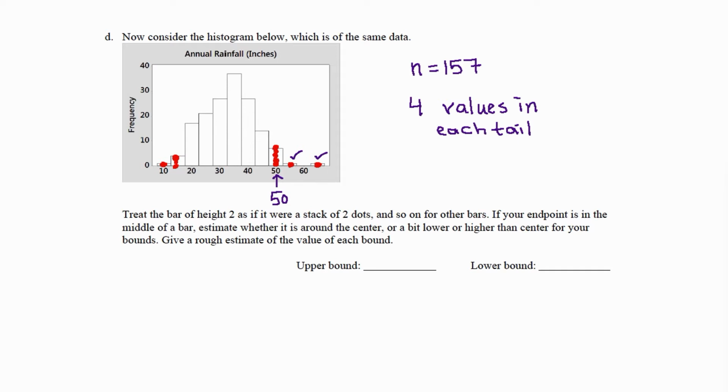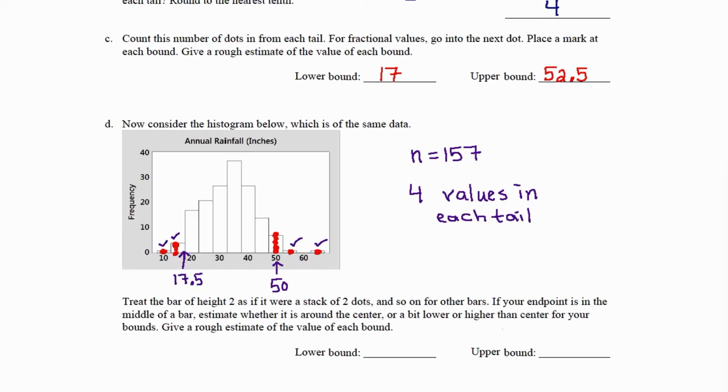Over here I've got 1 and then 2, 3, 4. That gets me right to the edge of this bar. So I'm between 2 bars. I can see that the middle bar here would be centered at 15, so I'm between 15 and 20. Again, I get something around 17, in this case 17.5. So my lower bound would be about 17.5 and my upper bound would be around 50.